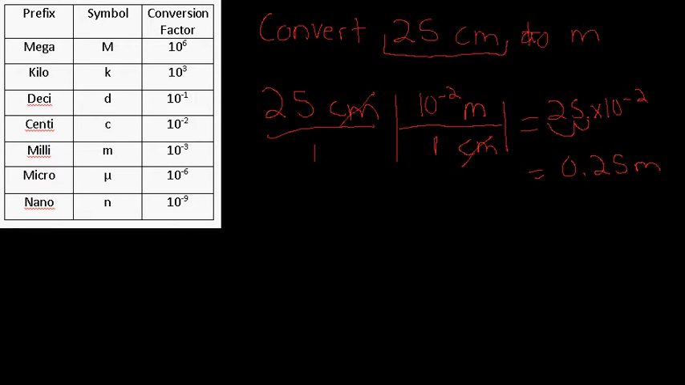Let's try another problem that's pretty similar. Next problem we're going to try is we're going to convert 45 liters to milliliters. So we're now going the opposite way. Before we went from the one with the prefix to the one without. Now we're going without to with. So again, same process applies.